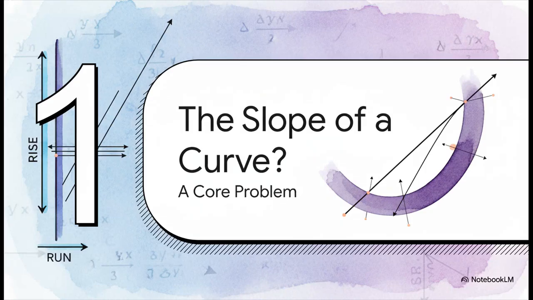You know, we all learned how to find the slope of a straight line, right? It's just rise over run. Super simple, and the slope is the same no matter where you are on the line. But what about a curve? Its steepness is constantly changing at every single point. So how in the world do you measure the slope of something that never stays the same?